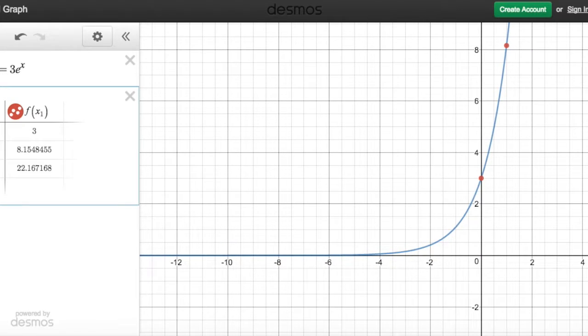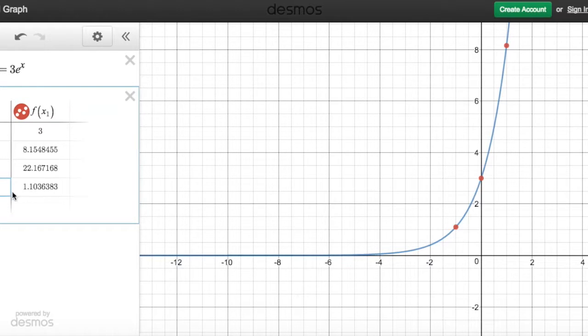Okay, let's put some negatives in. Negative 1, we get 1.10. Negative 2, negative 3. So that we can plot these points on our paper and connect the dots. So go ahead, plot those points in your notes, and connect the dots to create that smooth curve.